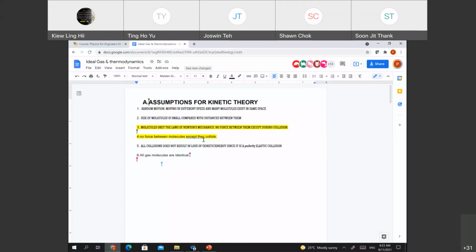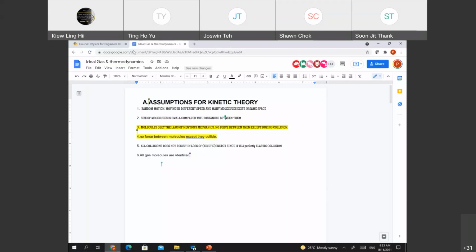Okay. And the fifth one, all gas molecules are identical. Your molecules are identical. So you cannot have a mixture of hydrogen gas, and later on another, a helium gas. No, there is no mixture of gases. Your molecules must be the same. Very good. Thank you for your help in recalling the kinetic theory. So you have to remember these are the 5 assumptions.